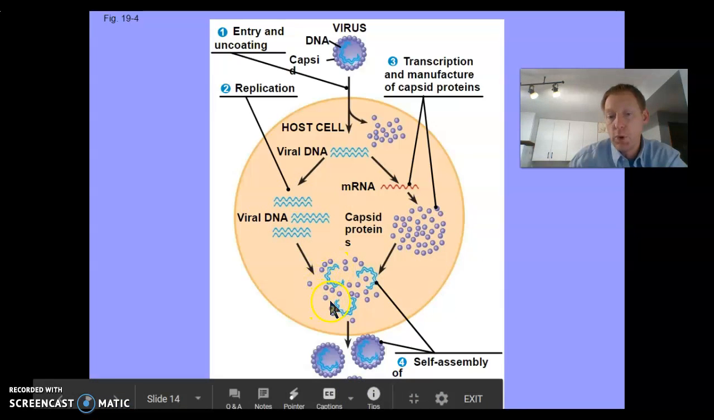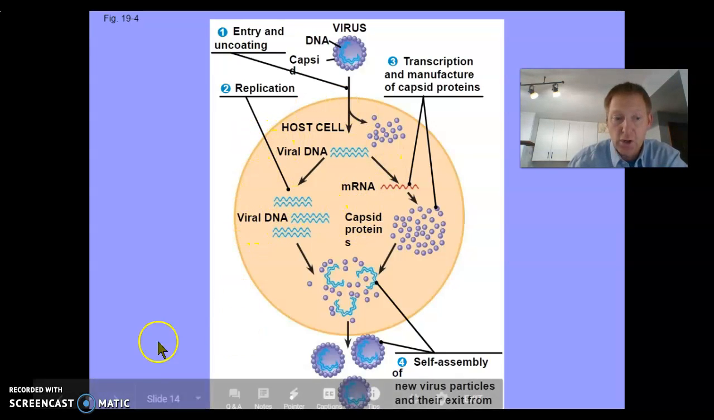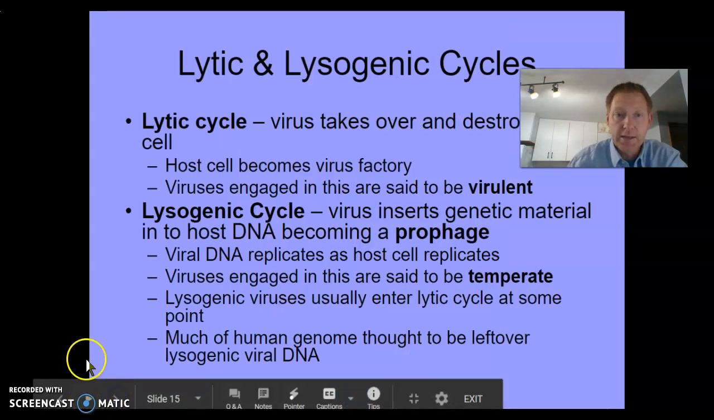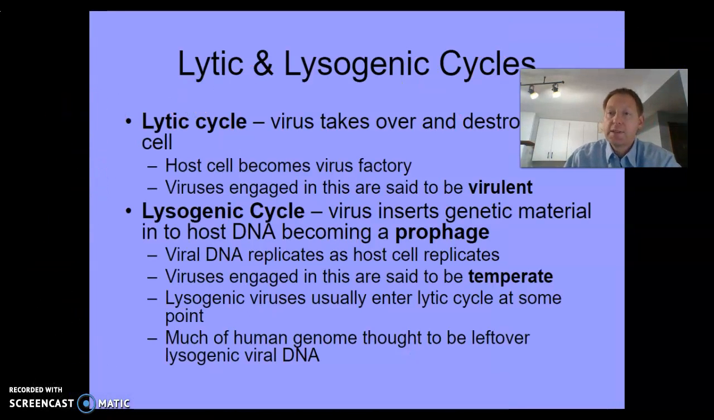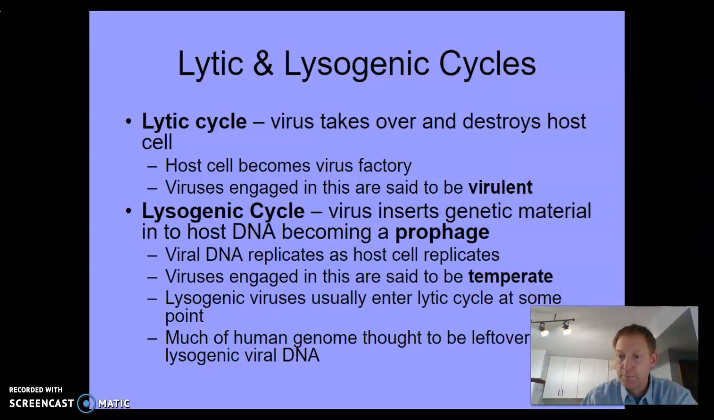They self-assemble and then often exit the cell, sometimes in a very dramatic fashion in which the cells actually burst and are destroyed in the process. So, two types of cycles. We have what's called the lytic and lysogenic cycle. Lytic and lysogenic cycles have varying effectiveness, especially in how they're employed. But the lytic cycle is seemingly the worst, though in some cases maybe not.